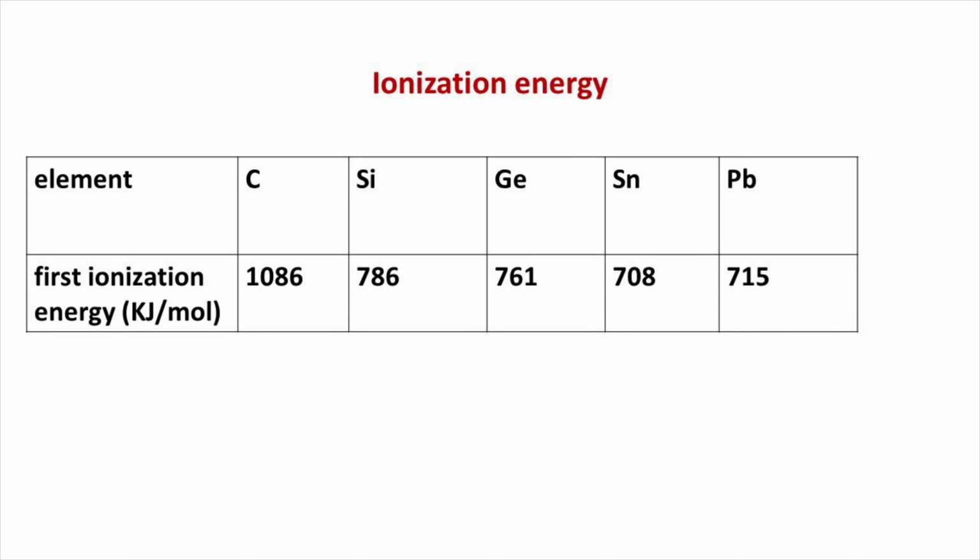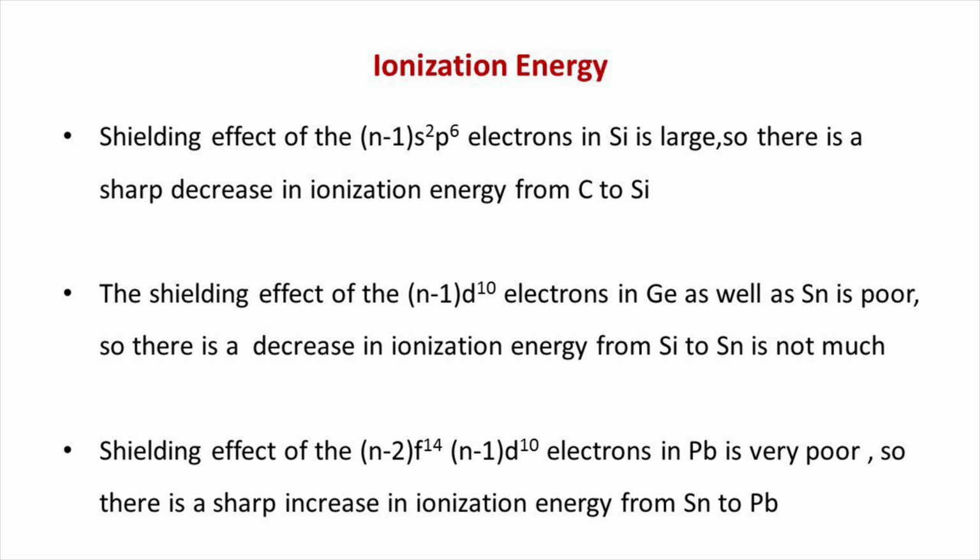The first ionization energy decreases down the group up to tin, due to increase in atomic size, then there occurs a slight increase from tin to lead. The irregularity arises due to the shielding effect of inner electrons. For example, the shielding effect of s and p electrons in silicon is large, so there is a sharp decrease in ionization energy from carbon to silicon.